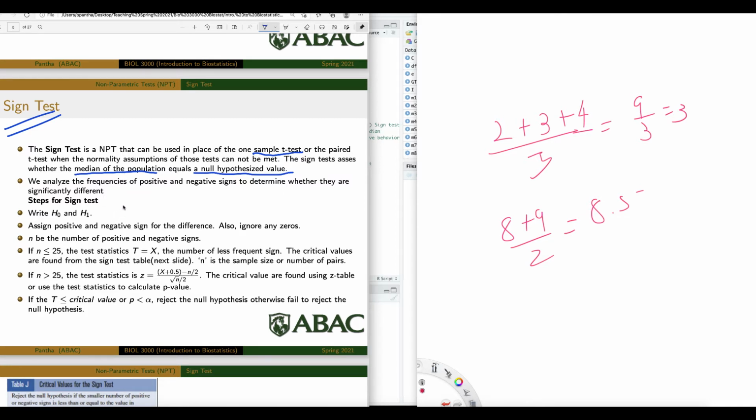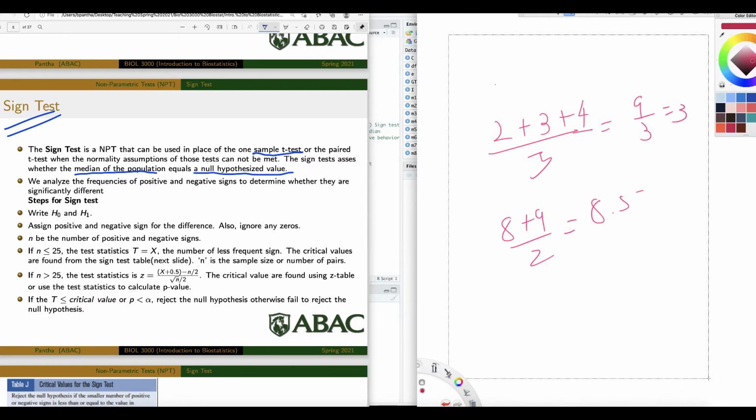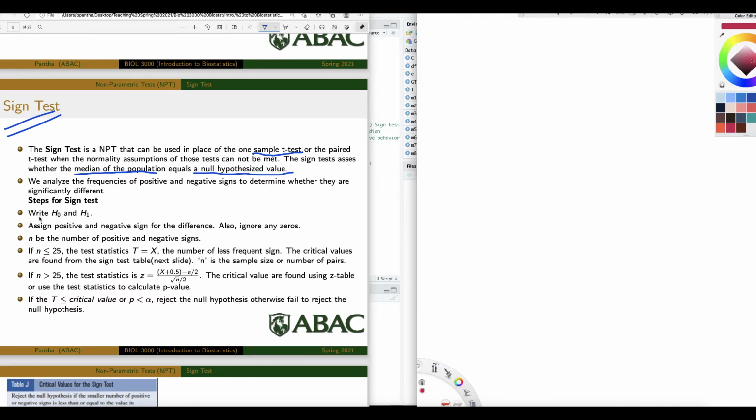Okay. So how do I do that? You will see. So what are the steps first? So the steps for the Sign test are given as these steps. Number one, write H0 and H1.